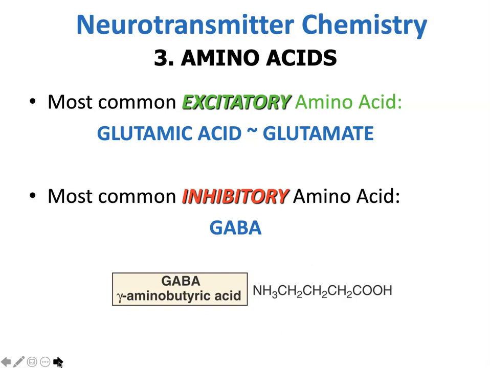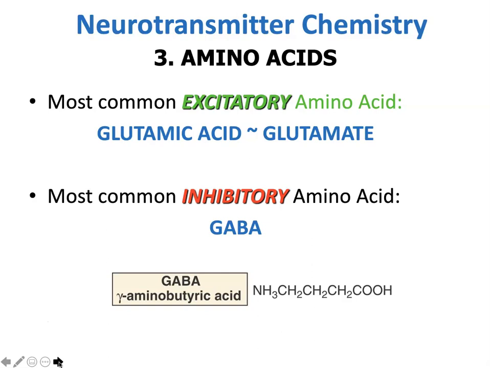So the different receptors are the AMPA or NMDA channels, and then the kainate receptors. The AMPA and NMDA channels are permeable to both sodium and calcium, and they result in depolarization of the membrane because of the influx of those positive charges.